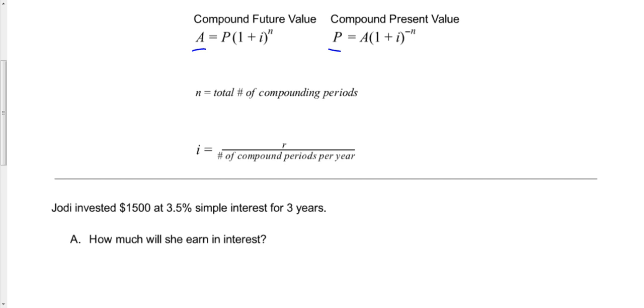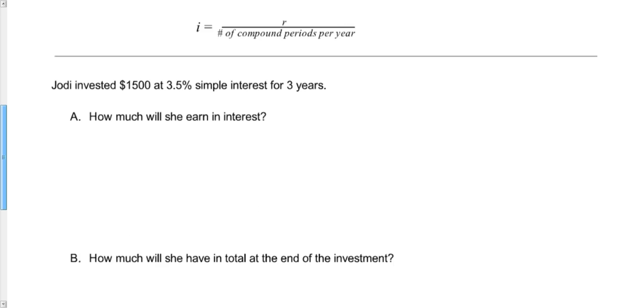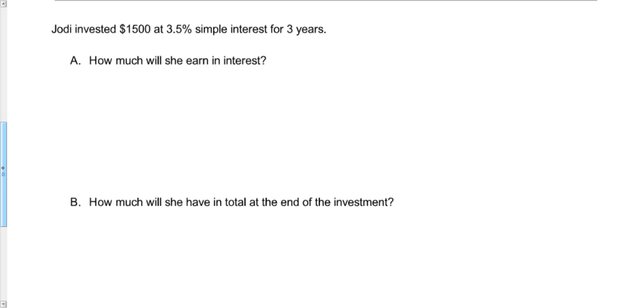Okay, so let's quickly start off by looking at simple interest. So let's say that someone named Jody invests $1,500 at 3.5% simple interest for 3 years. The key here is the term simple interest. When you see simple interest, you should be thinking of your simple interest formula. Okay, so simple interest formula, we know we've got I, P, R, and T. Okay, I represents the amount of interest that we're going to earn at the end.